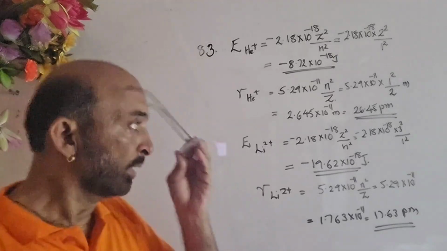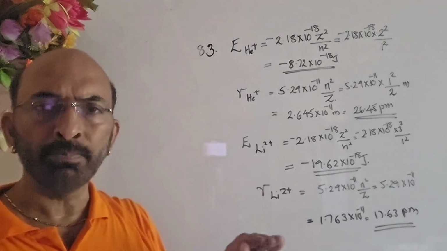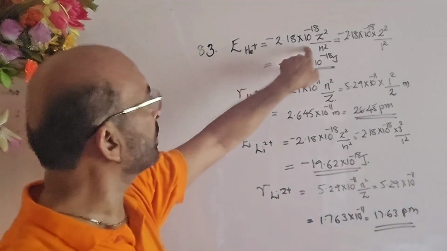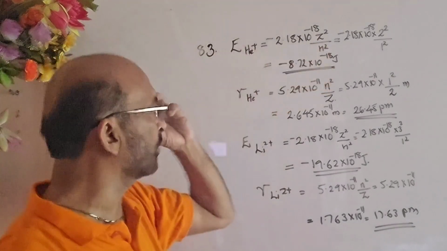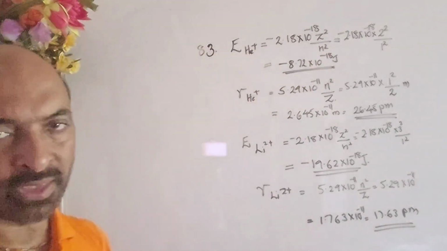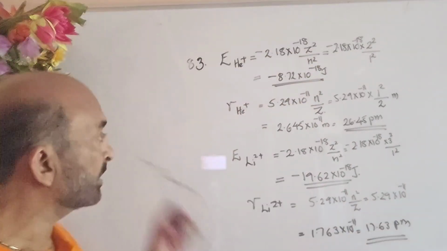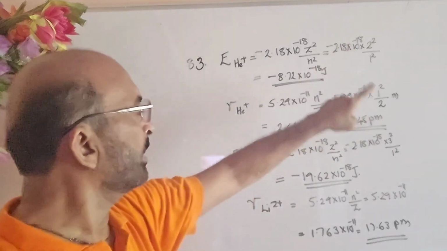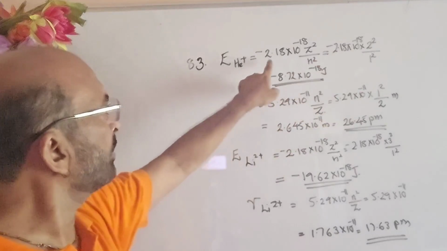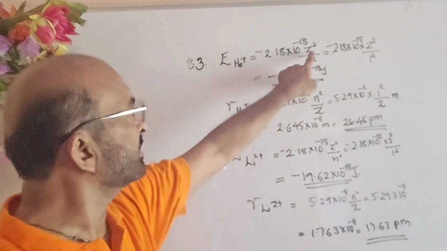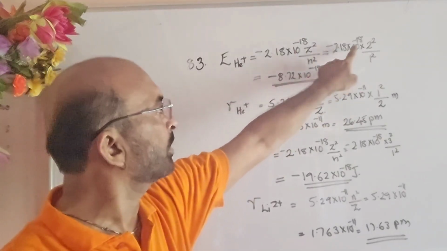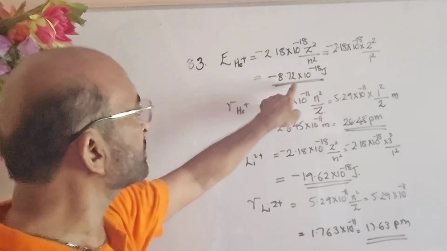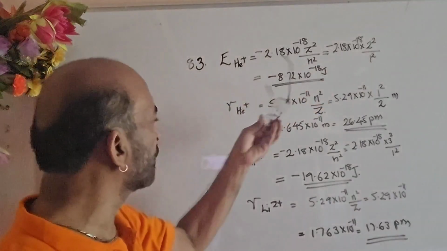Okay. See, we have directly applied the studied equation: E = minus 2.18 into 10 to the power of minus 18 Z squared by n squared. For helium, nuclear charge Z is 2. So for He+, Z is 2 and the shell number is 1. Substituting, it is minus 2.18 into 10 to the minus 18, 2 squared by 1 squared. Upon simplification it gives minus 8.72 into 10 to the power of minus 18 joule for He+.